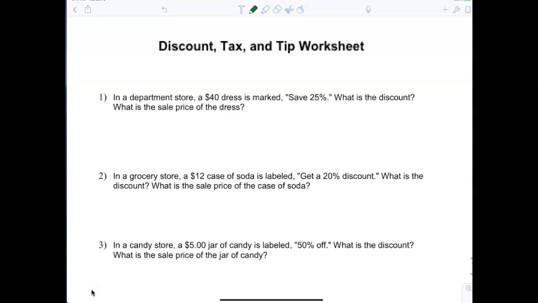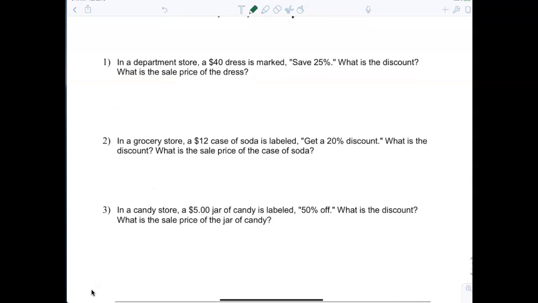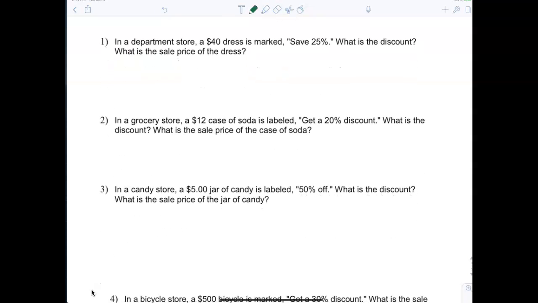Hunter, you're up. Read me number 1. Okay, so it's in the department store. Now, this one, listen to me, guys. I'm asking you to read carefully because this time they're asking for the discount. We just can't give the sale price. On a test, sometimes they'll ask for the discount, sometimes the sale price, sometimes both. So now we're calculating both of them. What is the discount?